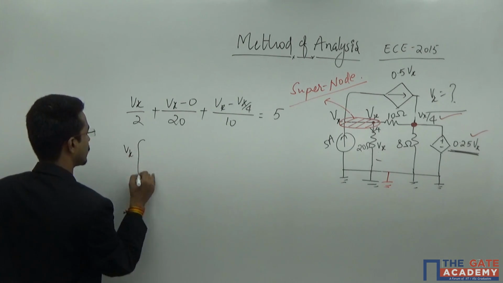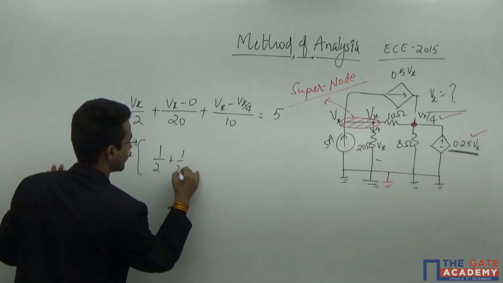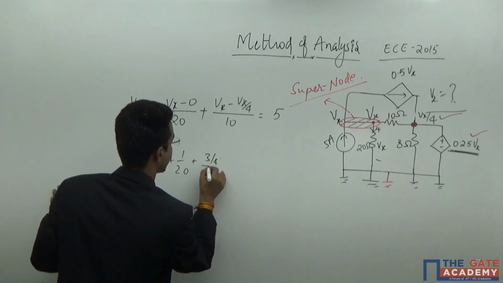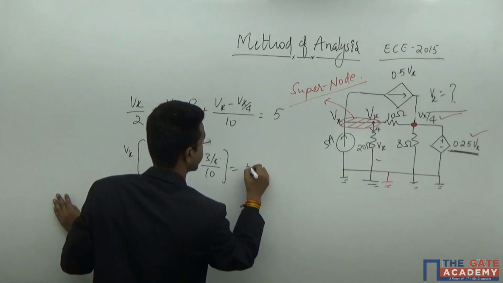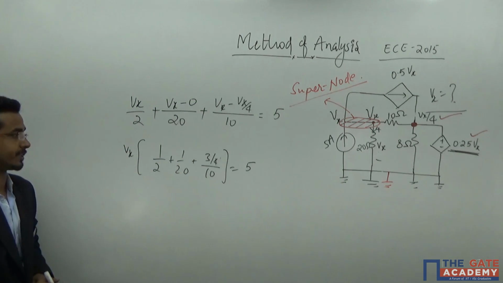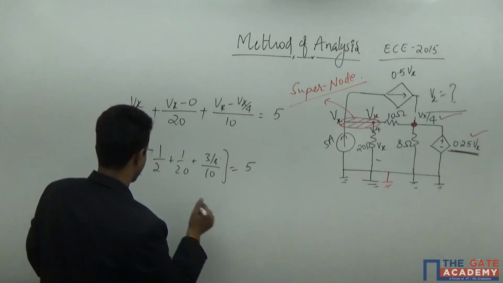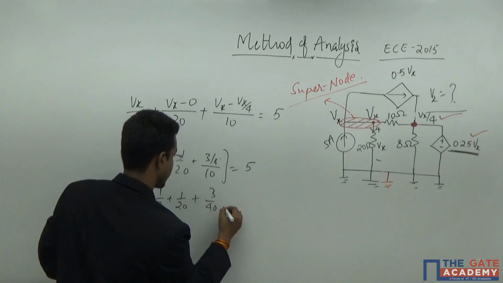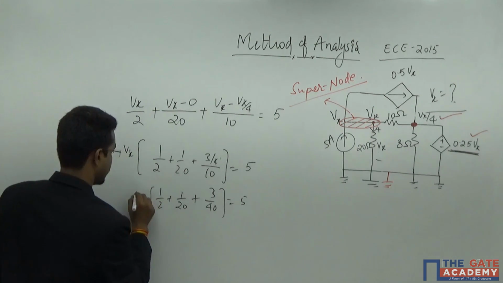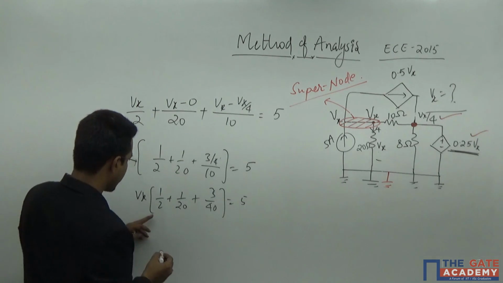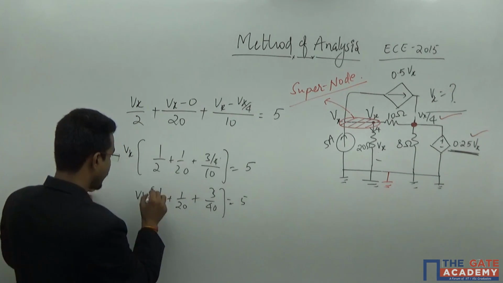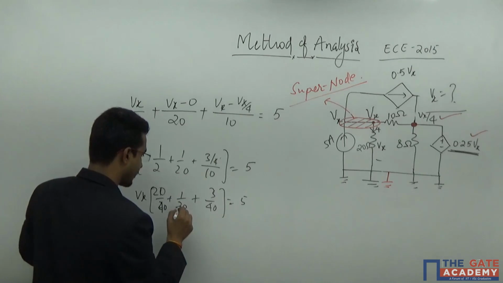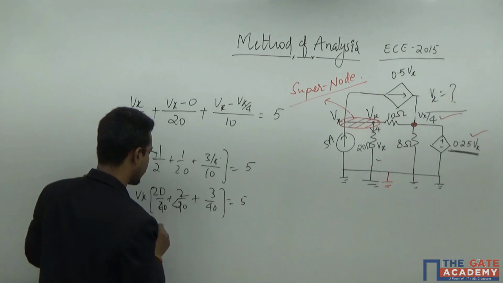That means Vx times (1 by 2 plus 1 by 20 plus 3 by 4 divided by 10) is equal to 5. This is my only point of interest. That means again 1 by 2 plus 1 by 20 plus 3 by 40, multiplied by Vx, is equal to 5. Now if I multiply by 20, I will get 40 in the denominator and 20 here, and I will multiply by 2, so it will also become 40, and here I will get 2.